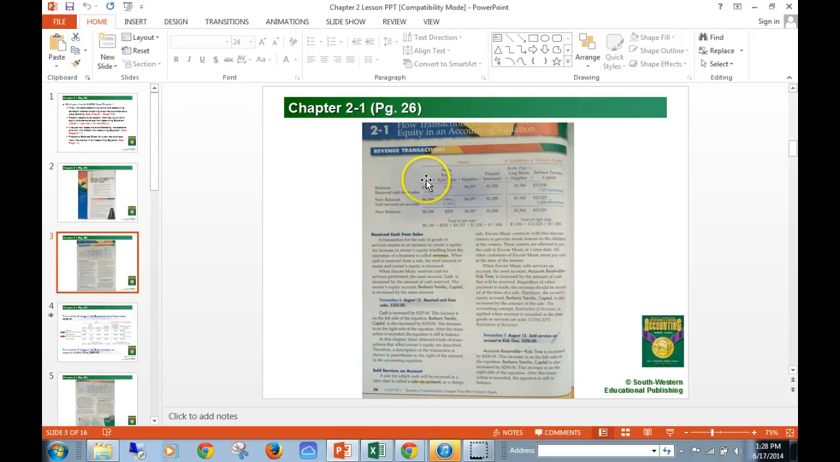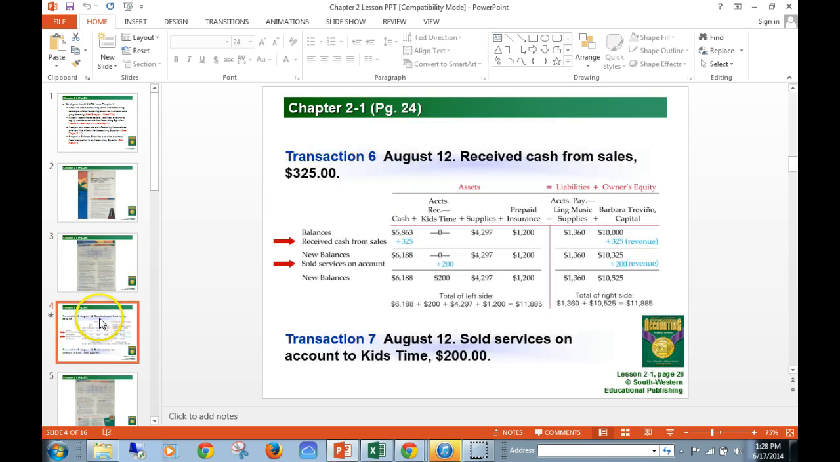So that is 2-1. Actually, we're going to move on to the other 2 transactions, but to kind of give you a better look at this, again, we received cash from sales, so we recorded it in the capital. And this is the point where you might want to pause it. This is the transaction for transaction 6, received cash from a sale.